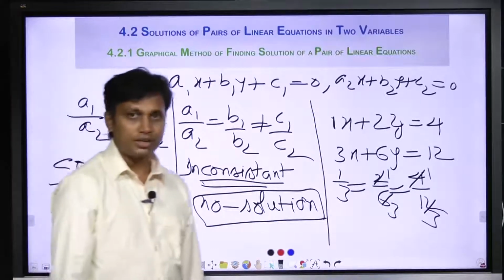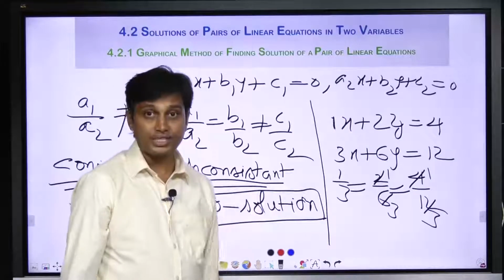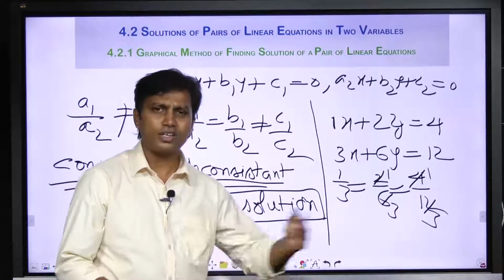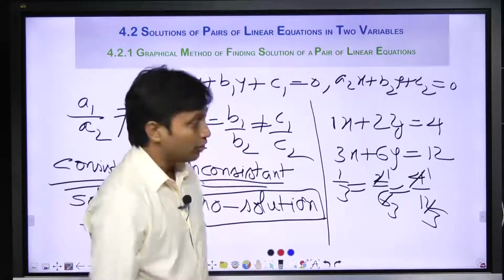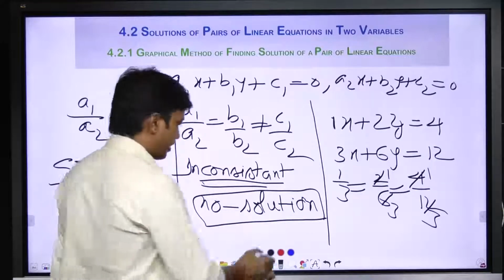So these two are called mutually dependent equations when the ratio of all the coefficients and constants are equal. Understood? So this is the test of checking.